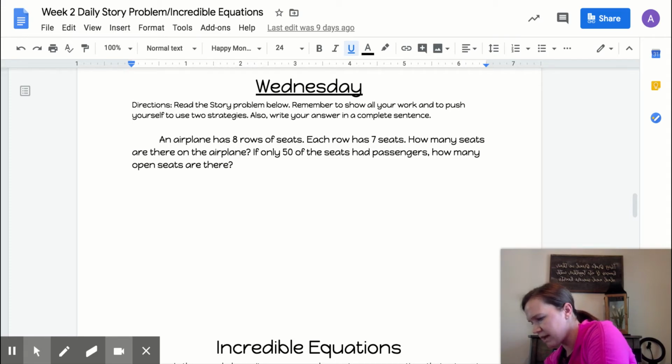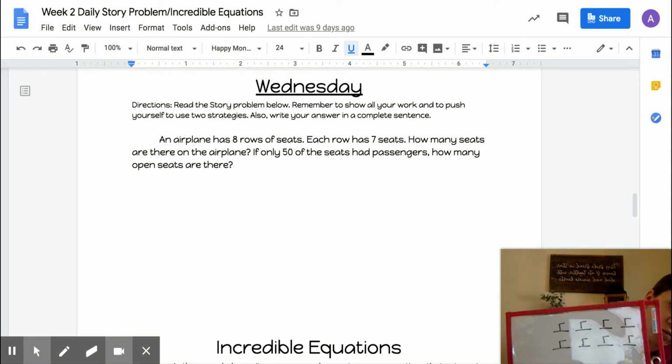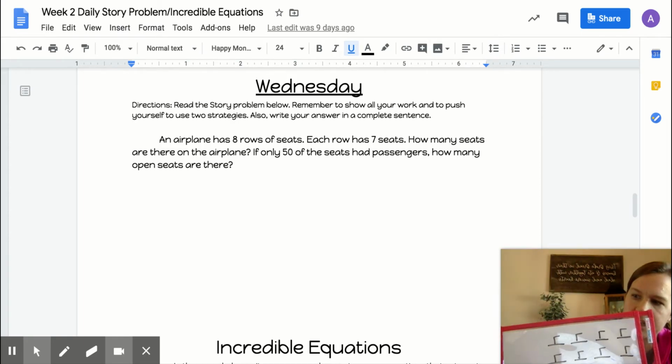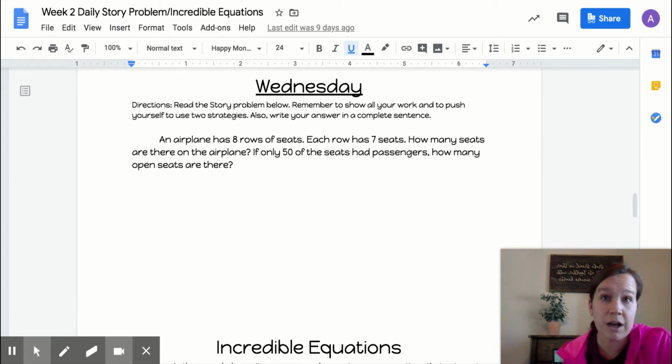And remember, I said my lines are my rows, and the 7 is representing how many seats are in each row. So as I look at this, it looks like I can use repeated addition, which means that this is actually a multiplication problem. But I'm going to use the strategy of repeated addition to help me out today.